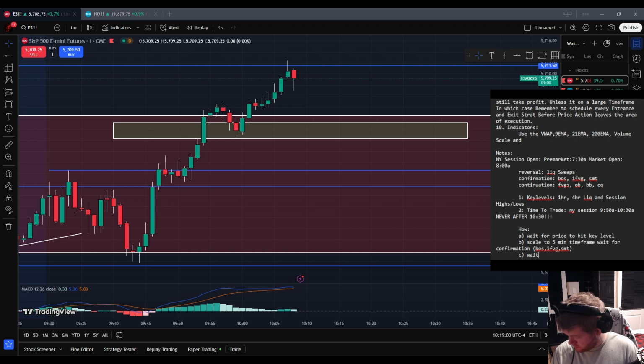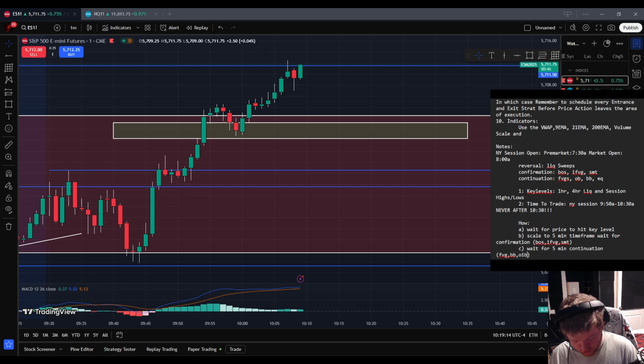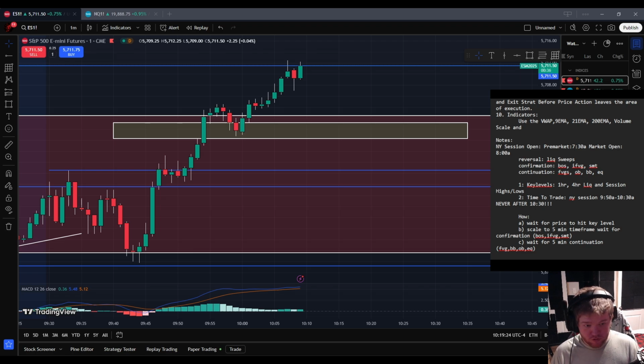Wait for 5 minute continuation confluence. What are my continuation confluences? Fair value gaps, breaker blocks, order blocks, or equilibrium. I fat fingered order blocks. Oh no. That's done. Tab. D. Good.